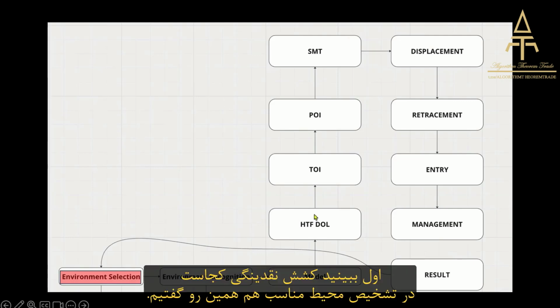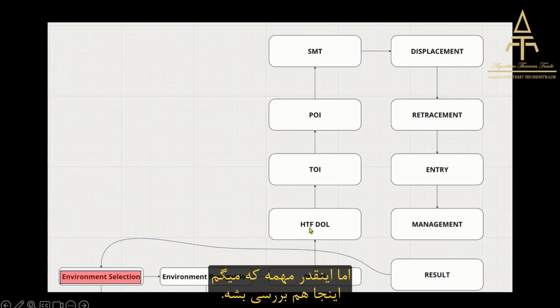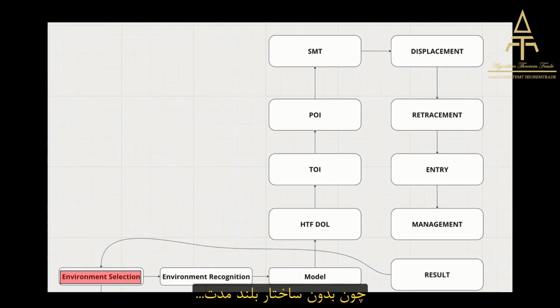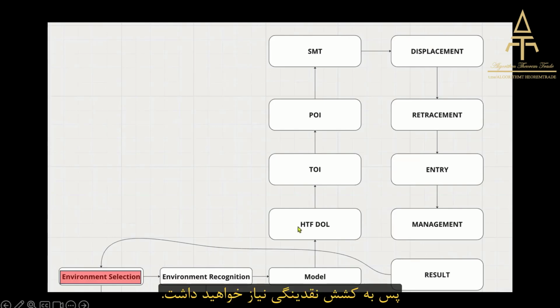First of all, we need to know the high time frame strong liquidity. This has also been established within the environment recognition, but I thought it would be very important to share this within the model part as well, because without high time frame structure, there's a big chance that you're going to get lost inside of the price action. So you need to have that high time frame strong liquidity.